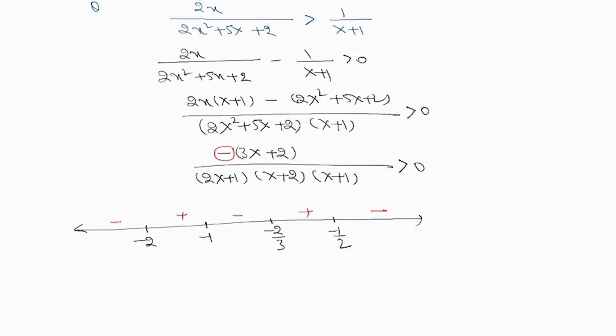So I need greater than 0. So greater than 0 lies in this interval. So between minus 2 and minus 1, and then between minus 2 by 3 and minus 1 by 2. And because it doesn't have an equality sign, all of them will be open circles. So the answer to this question is x belongs to, from minus 2 to minus 1, union minus 2 by 3 to minus 1 by 2.